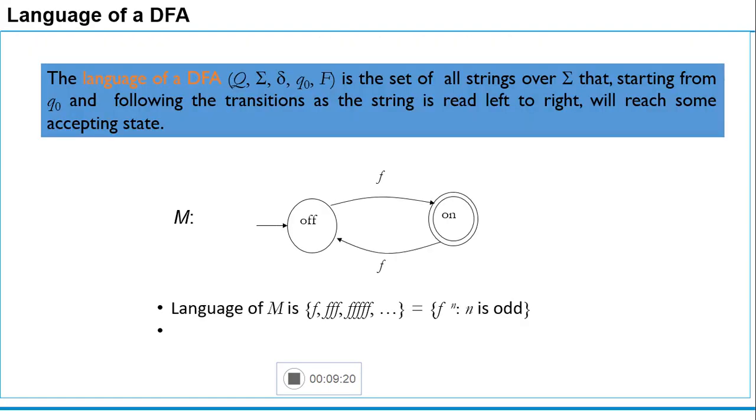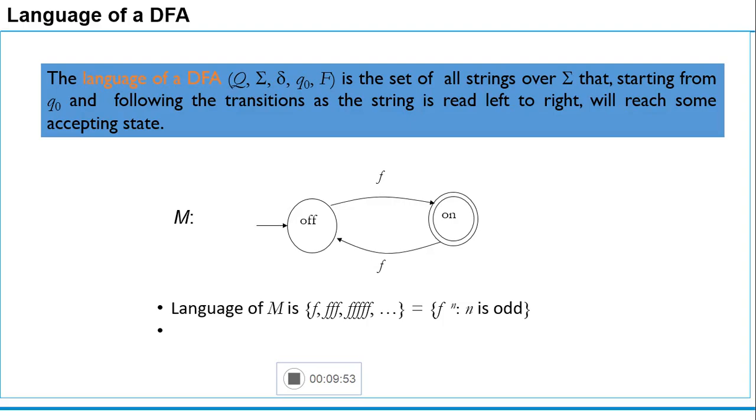What is a language? We can say already it's going to be f of n, and n is going to be what? Odd. If f of n is going to be even, the total scenario will be different. The off state will be an accepting state, and the on state will be the start state. So the language depends upon how we form the finite automata, and it is represented in curly braces.